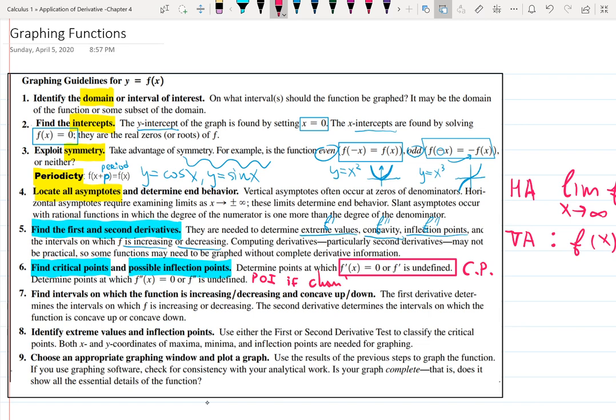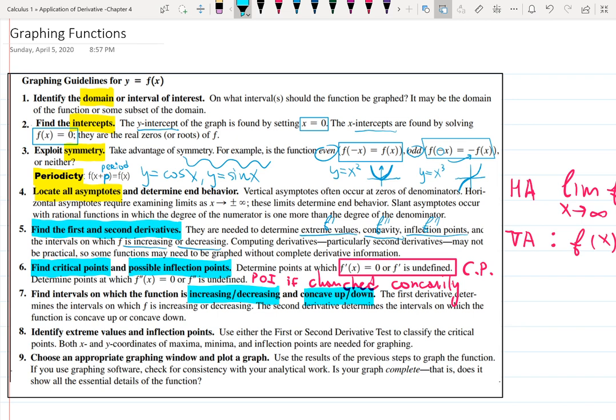If it changed the concavity. Then find intervals on which the function is increasing, decreasing. That's the first derivative. Concave down, concave up, that's the second derivative. Increasing, decreasing, that's the first derivative. Concave up, concave down, second derivative.